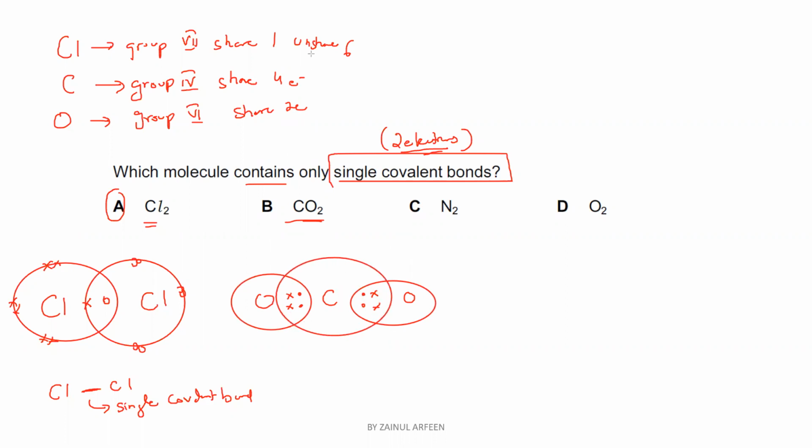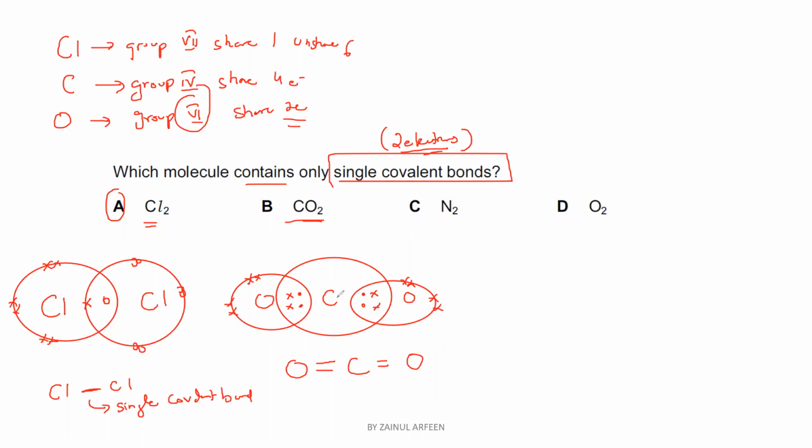Now the unshared electrons: because oxygen belongs to group 6, there will be 4 unshared electrons on each oxygen. Now you can see there are 2 pairs, or 4 electrons. Each pair is represented by a single line. So if 2 pairs are there, they are represented by a double line. So when there is a double line, how will oxygen share 2 electrons? Oxygen belongs to group 6. So when an element belongs to group 6, it will share 2 electrons.